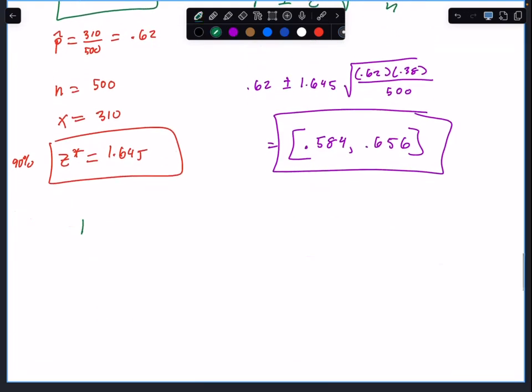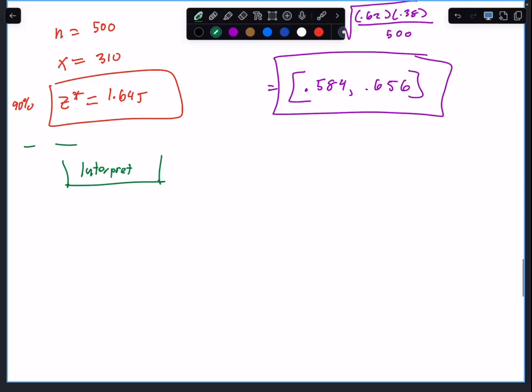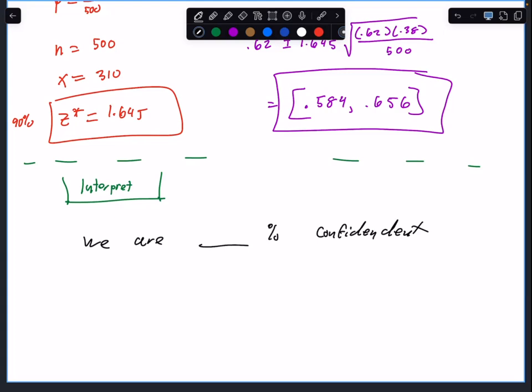And finally, we interpret. We are blank percent confident. If you do the homework, if you take the notes, this sentence will be ingrained in your head. No, you will not be given a note card to copy it down. But if you've done this, you'll have done about 10, 15 different problems where you have written this statement. And at that point, you know it because you've been doing it. Confident.